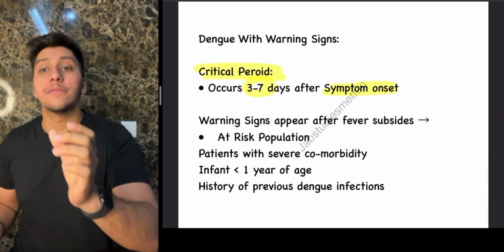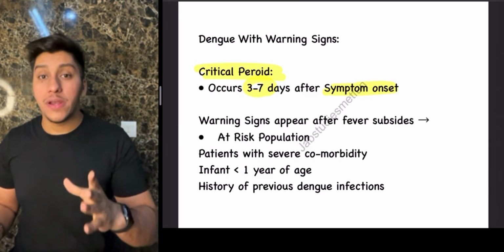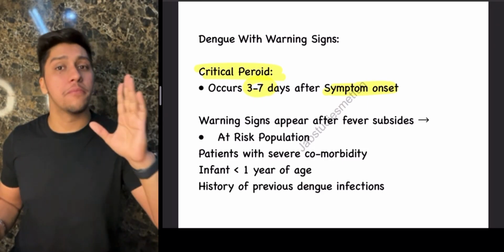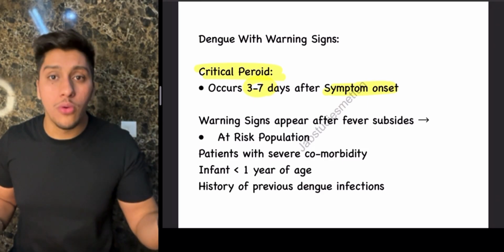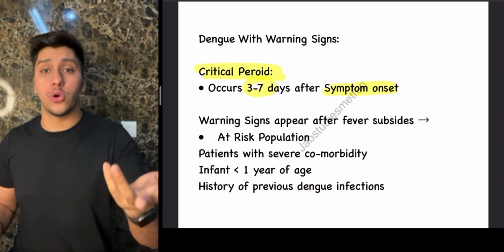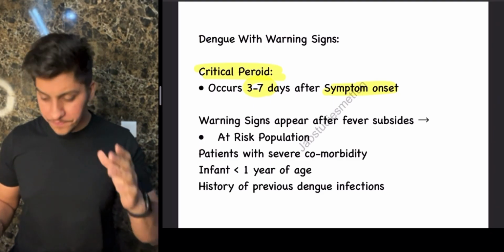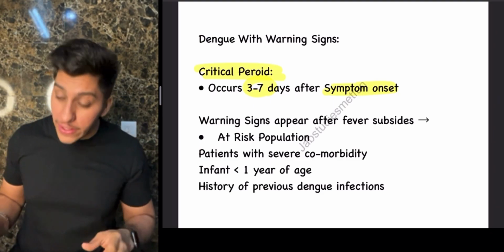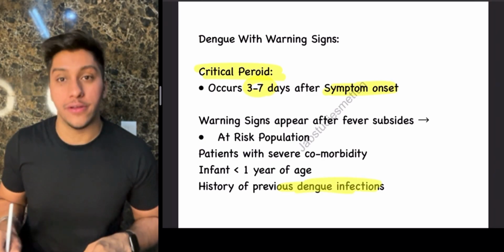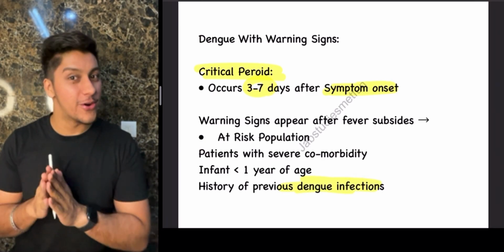Okay. Who are the people at risk? The people at risk are, first of all, severely immunocompromised people, whoever has severe comorbidities, severe uncontrolled diabetes, uncontrolled hypertension, infants who are less than 1 year, and also those who had a previous history of dengue infection. So I was one of them. Thank God I did not get it.